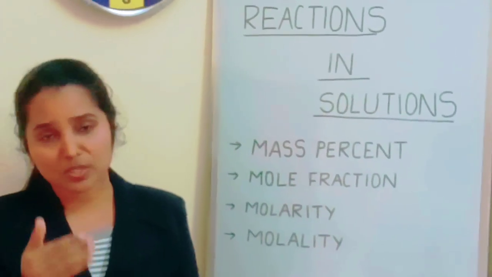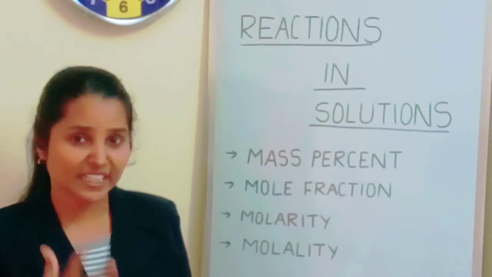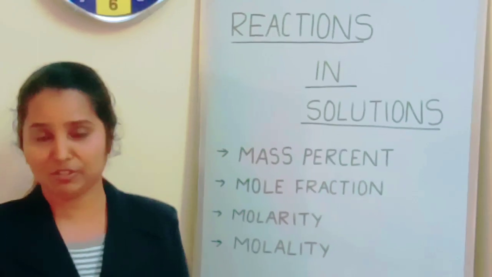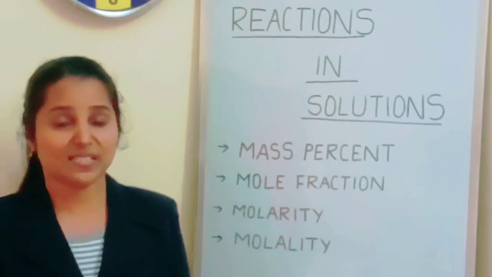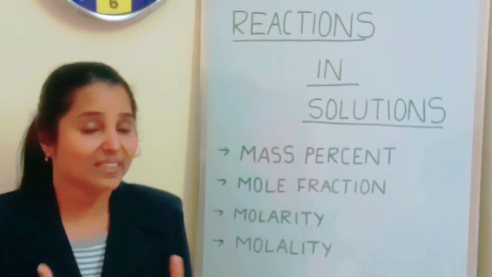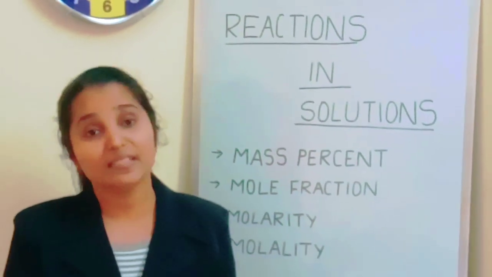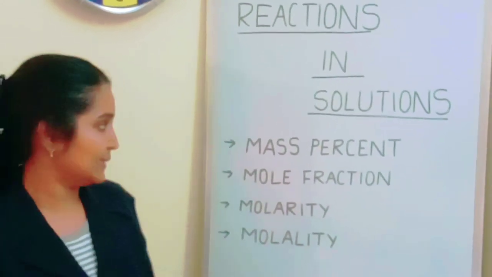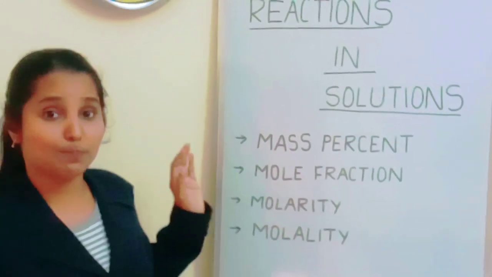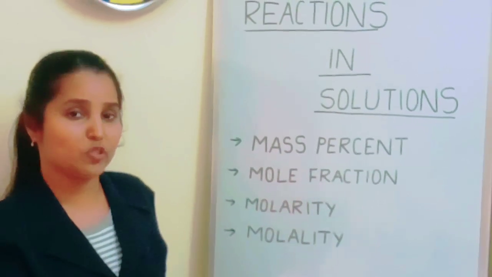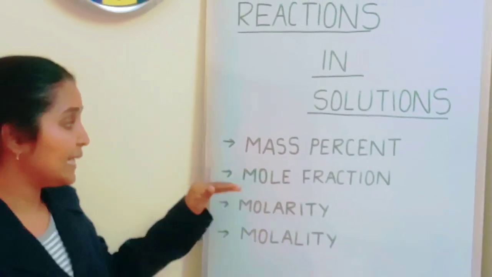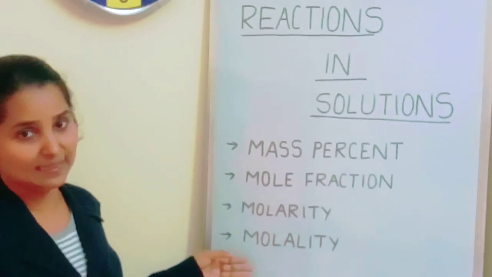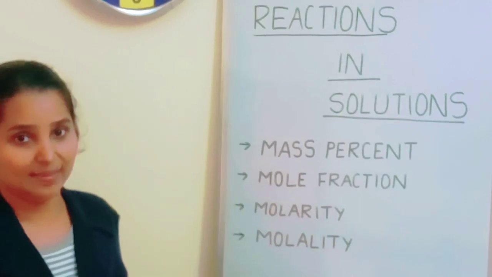So it is important to know how we can express the amount of a substance when it is present in the form of a solution, or how we can express the concentration of a solution. That is expressed in chemistry in different ways. We will see which terms are used for expressing that. The first one is mass percent, also known as weight percent. Then mole fraction, molarity and molality. So let's see it in detail.